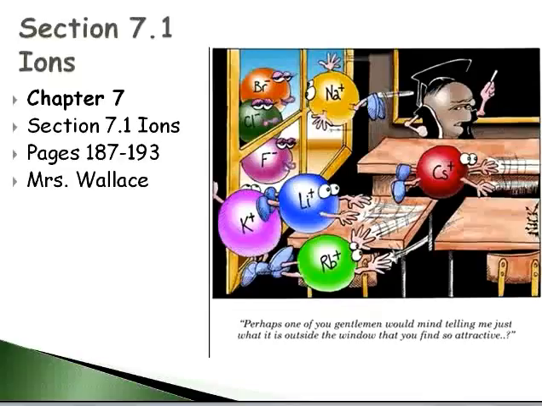Hello students, today we are going to cover section 7.1, ions, pages 187 through 193.